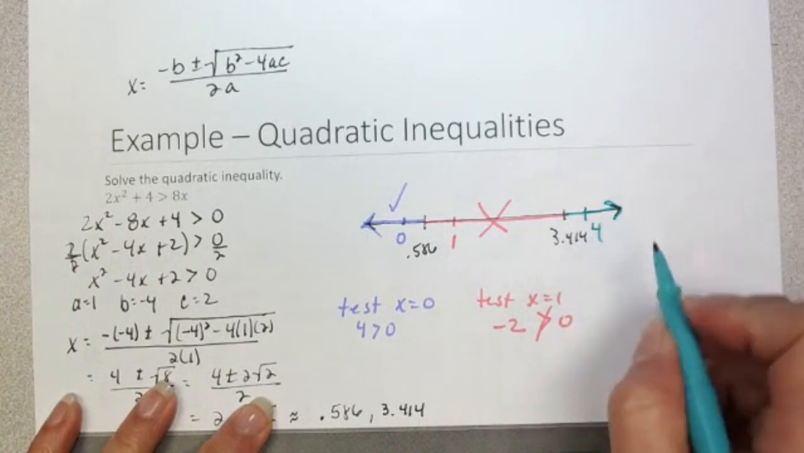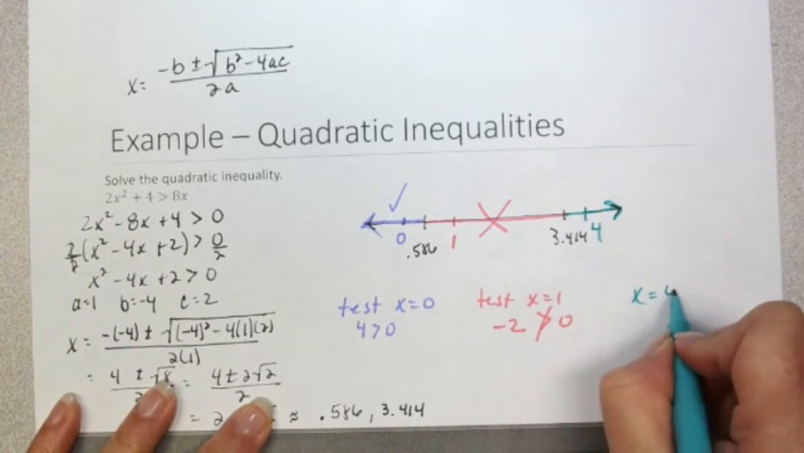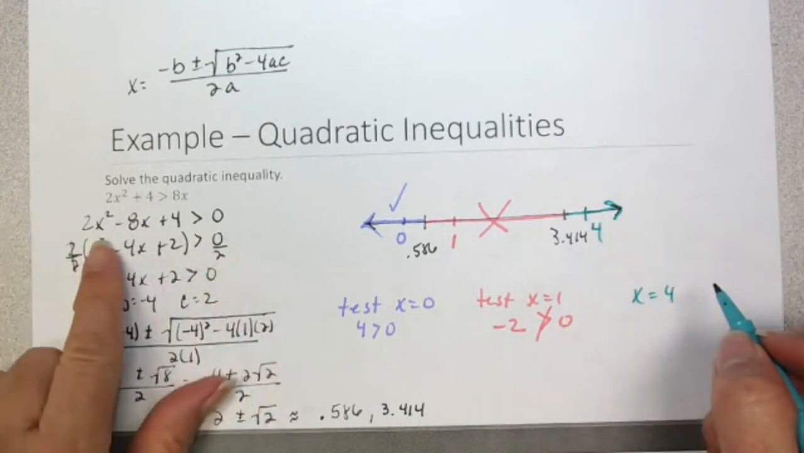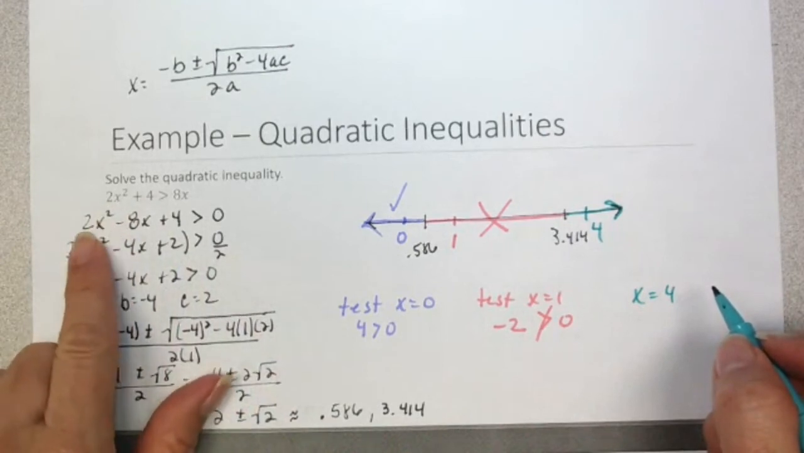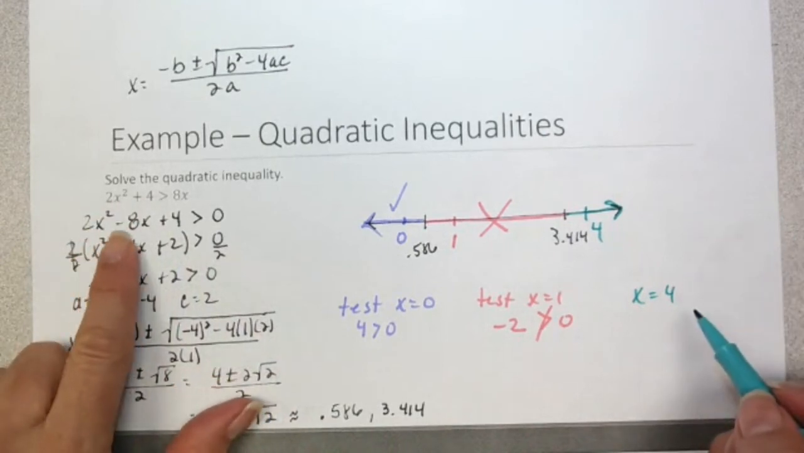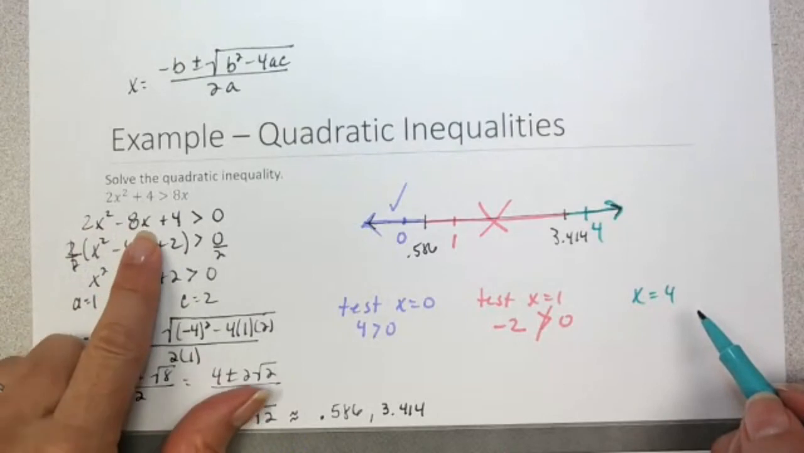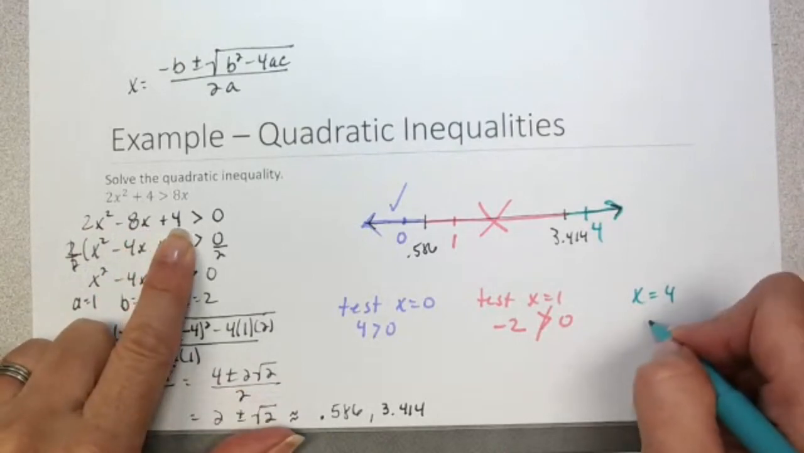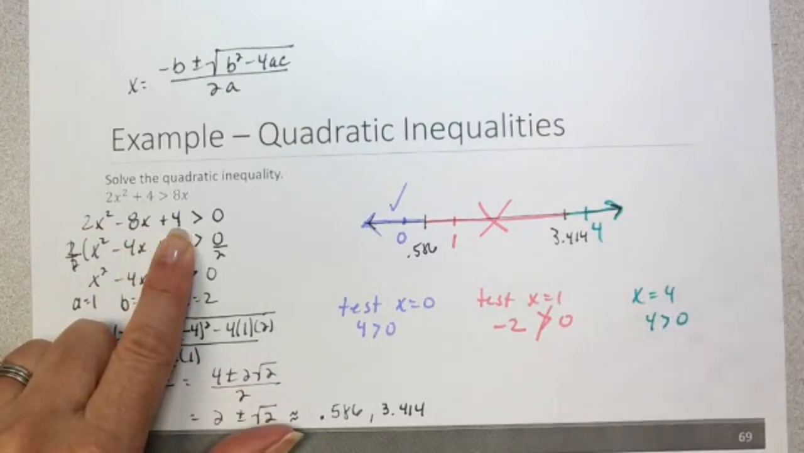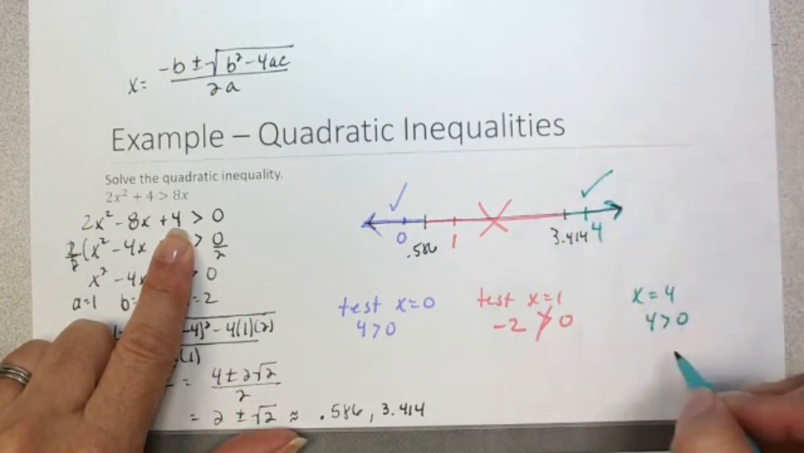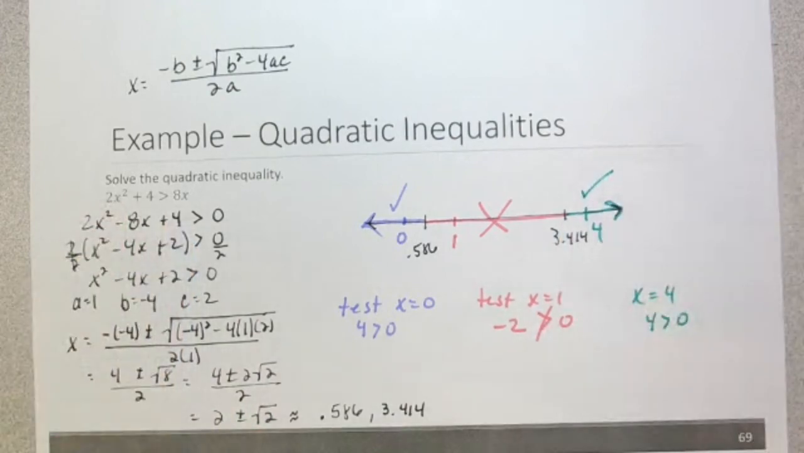Let's use the value of 4 to test that interval. If x is 4, let's see, 2 times 4 squared, that's 2 times 16, 32, minus 8 times 4, that's 32 minus 32. So we're just left with 4 is greater than 0. That looks good. 4 is greater than 0, so that's an interval that I want.